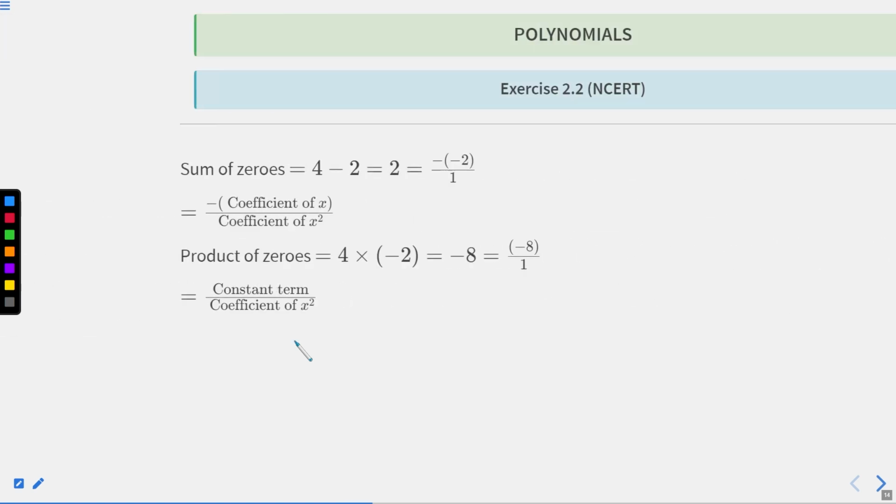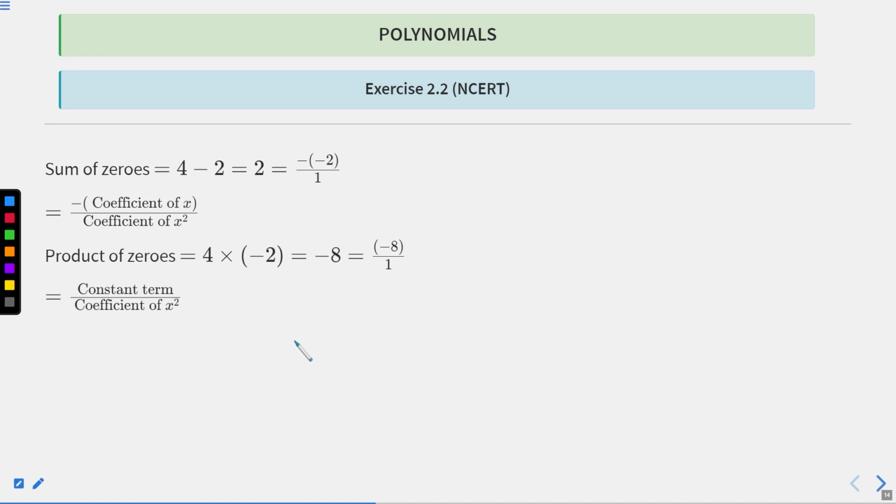Now we have to verify the relationship between the zeros of this quadratic polynomial and its coefficients. We know the sum of its zeros is equal to minus the coefficient of x divided by the coefficient of x squared, and the product alpha times beta is equal to the constant term divided by the coefficient of x squared.